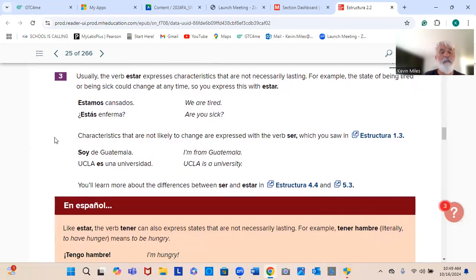Okay, here we're asking a female, are you tired? Are you sick? Forgive me. ¿Estás enferma? If it was a male I was asking, I would say, ¿estás enfermo? Okay.